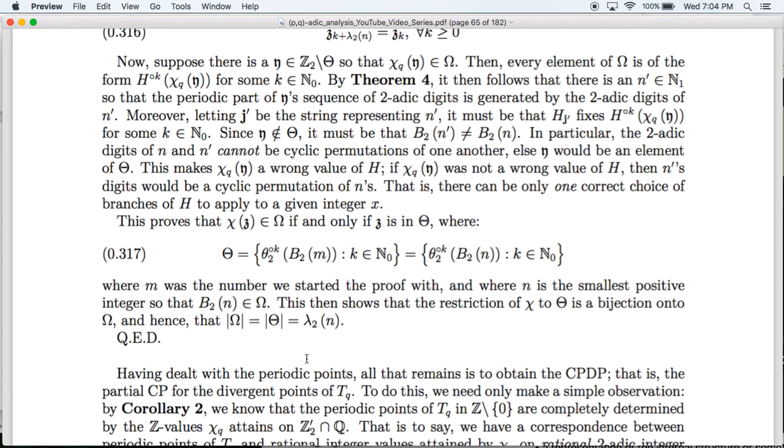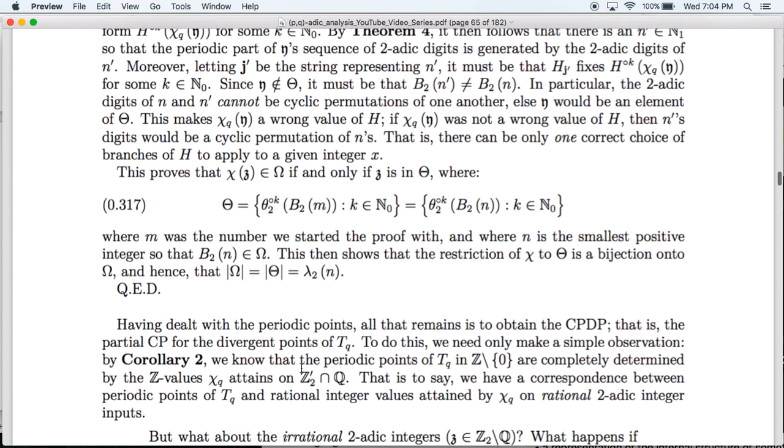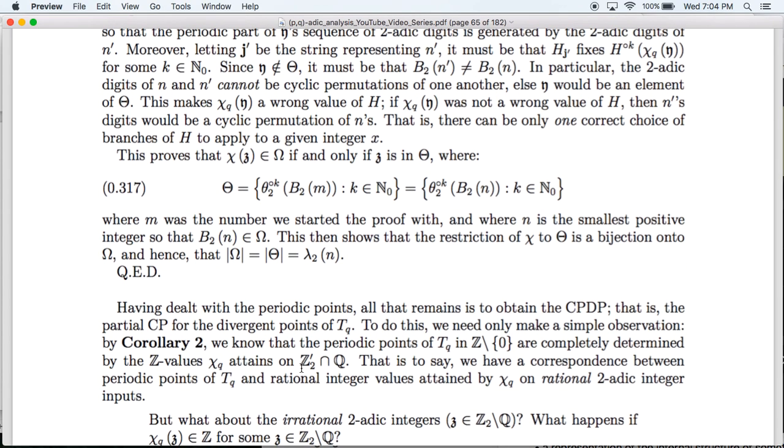All that remains is to obtain the correspondence principle for divergent points. To do this, we need to just make a simple observation. And as I said, I was just like 2 weeks away from having to turn in my dissertation when I made this thought and realized what the implication was.